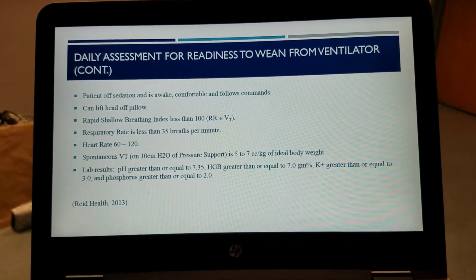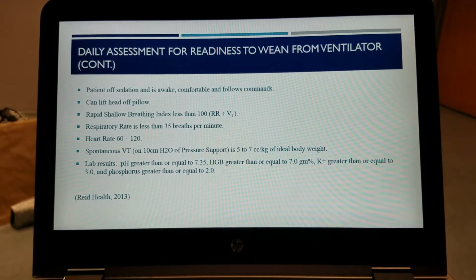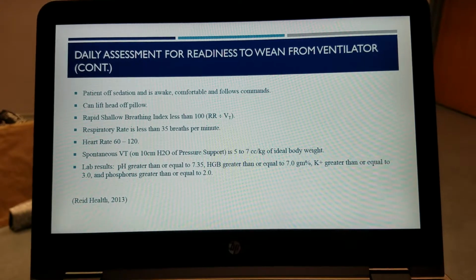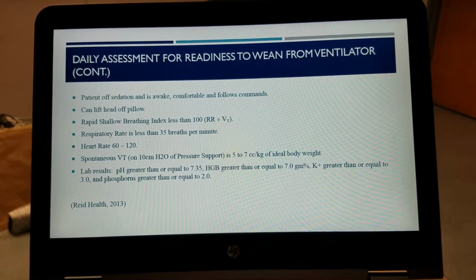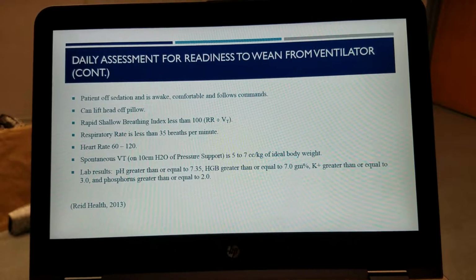Lab results: the pH is greater than or equal to 7.35, hemoglobin greater than or equal to 7, potassium is greater than or equal to 3, and phosphorus is greater than or equal to 2.0.